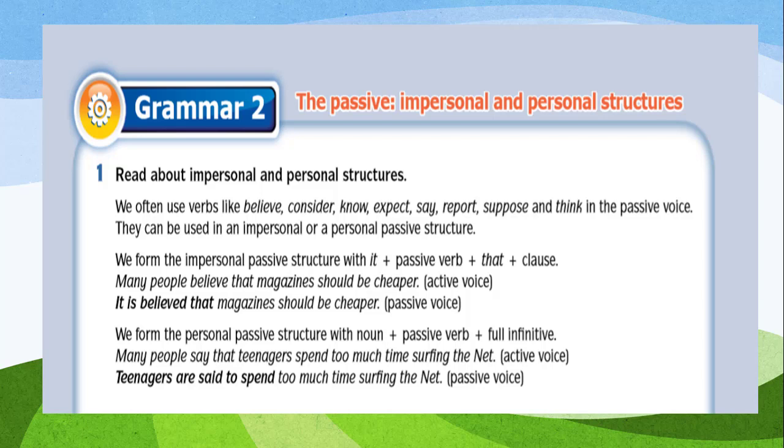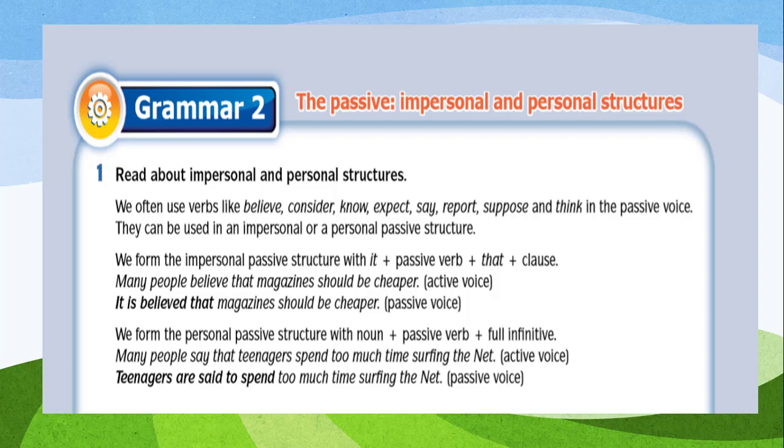We form the impersonal passive structure with it plus passive verb plus that plus clause. Okay. They give you an example there. Many people believe that magazines should be cheaper. That one is in active voice. If you want to change to passive voice, it becomes it is believed that magazines should be cheaper. When you use the word it is, okay, that one we call impersonal structures.